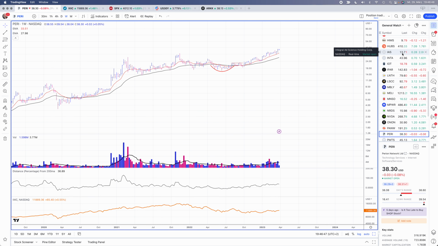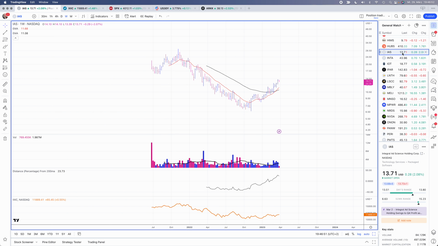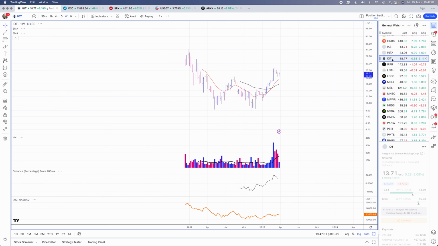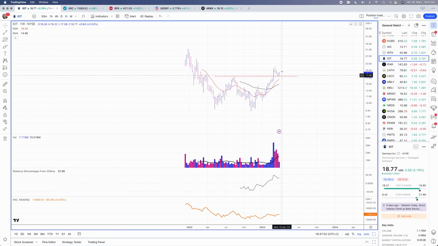And when you discover sister stocks, then you can see, okay, maybe the whole sector is on the move. So IS and also Perion are related to each other. Then we have some other stocks here on the watch list. IoT is one we're observing here with a very nice pullback.